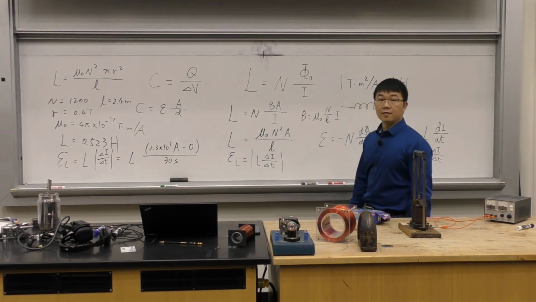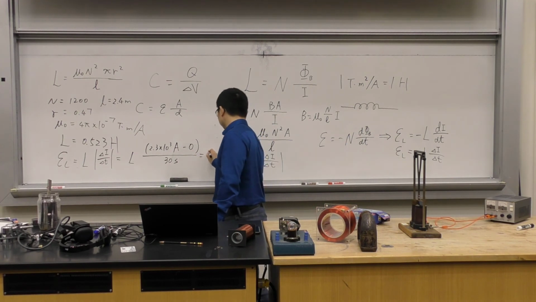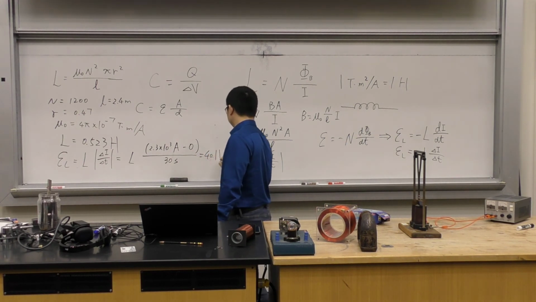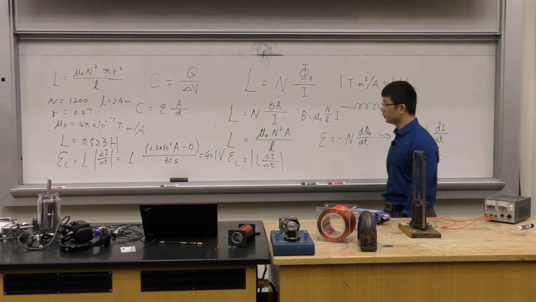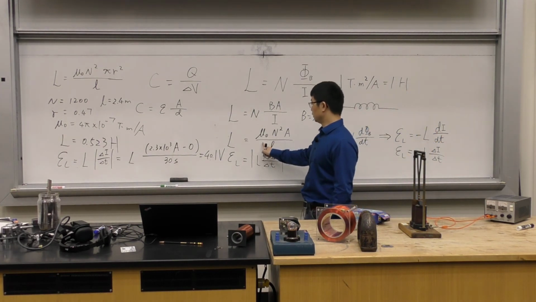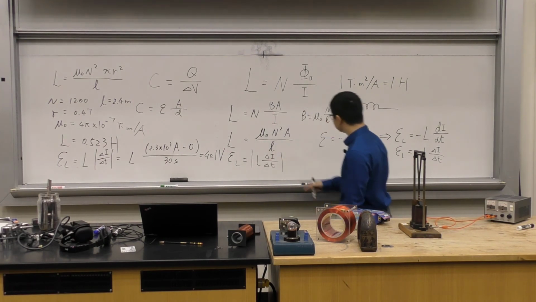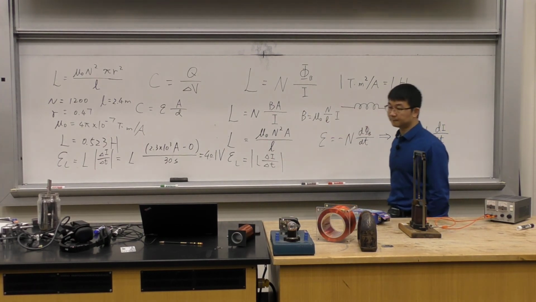All right, and then you put numbers in. You will find this is going to be A. Okay, you see that? That's how we use this inductance, the L we define, to calculate the induced EMF in a solenoid. It's easier than using this, okay? All right?